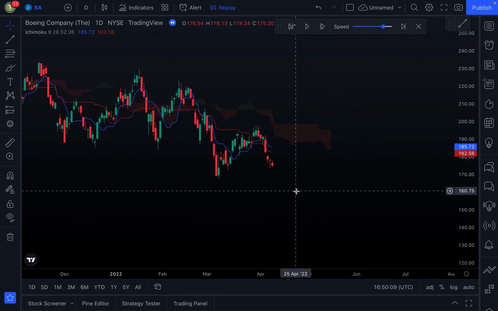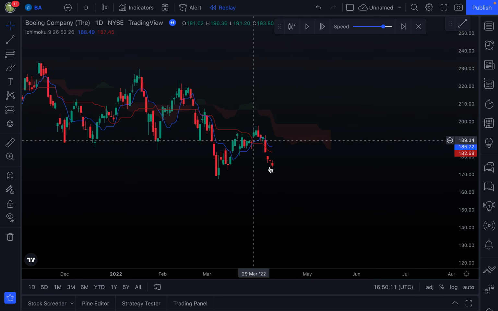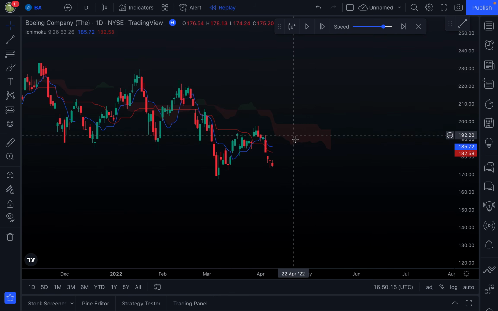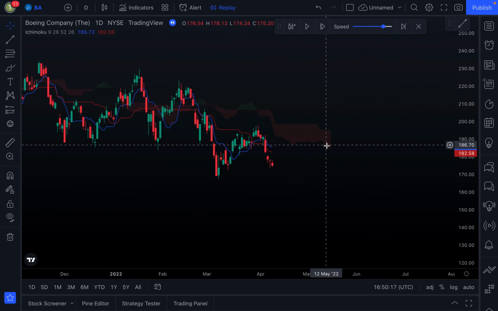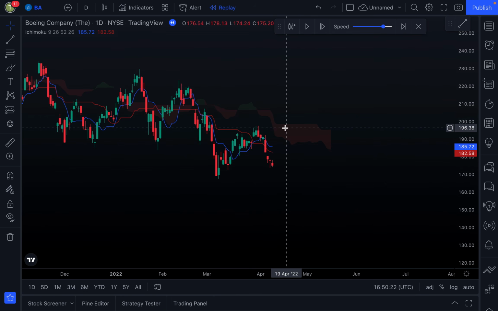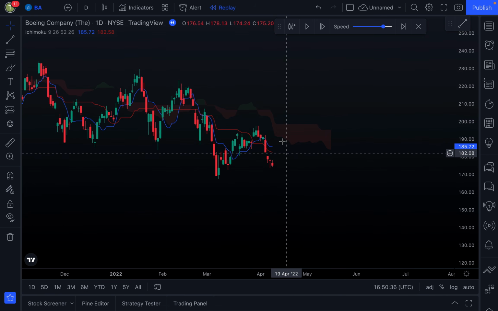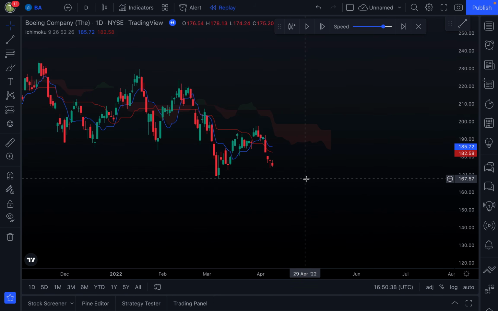So firstly, we see that the price of Boeing is trading below the Ichimoku cloud. We also see that the Ichimoku cloud is red. So what does this tell us? This tells us that Boeing was in a pretty strong downtrend during this time period. So that lets us know that we're only looking for shorting opportunities, right? We're looking for bearish strategies here. We don't want to go long because we don't want to go against the trend, since the trend here is in a pretty strong downtrend.